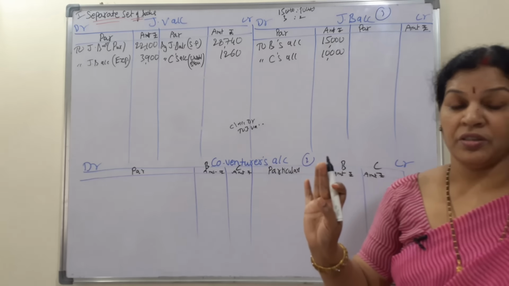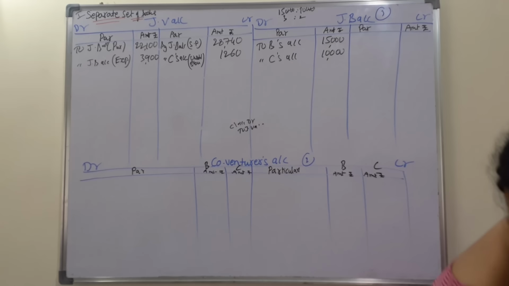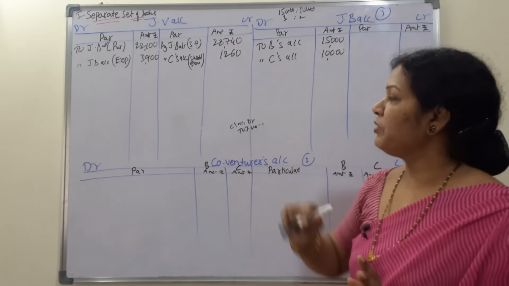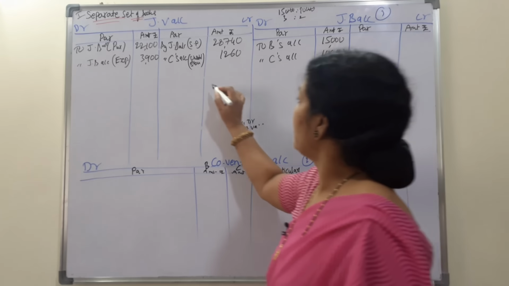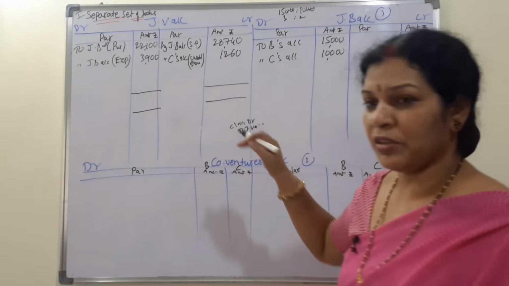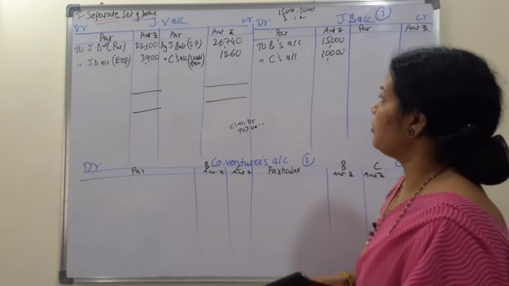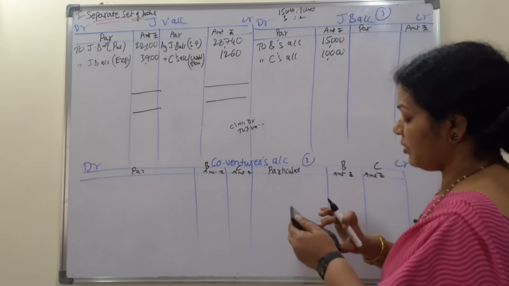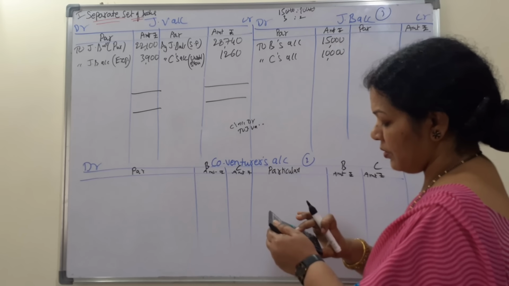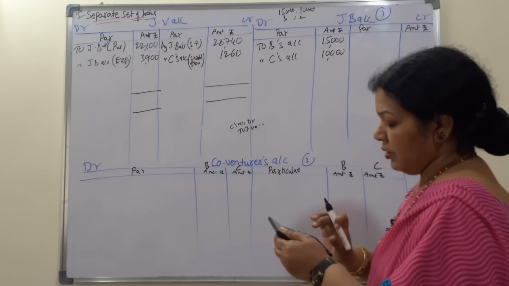Everything is posted. Now I will tell you how to close. Everything we have posted, so now first we will close the joint venture account. Profits or losses, whatever we get, they will share in the ratio of 3:2. So to close the joint venture account, the amount on the credit side is 28,740 plus 1,260, which is 30,000.